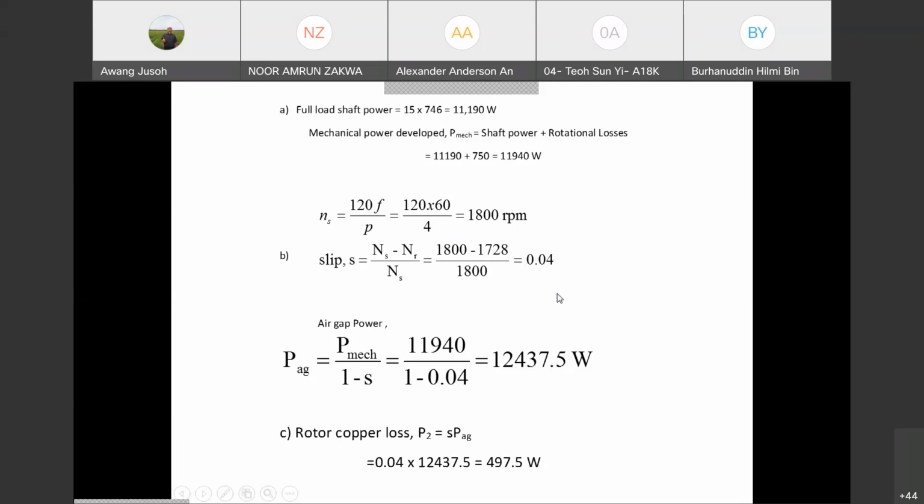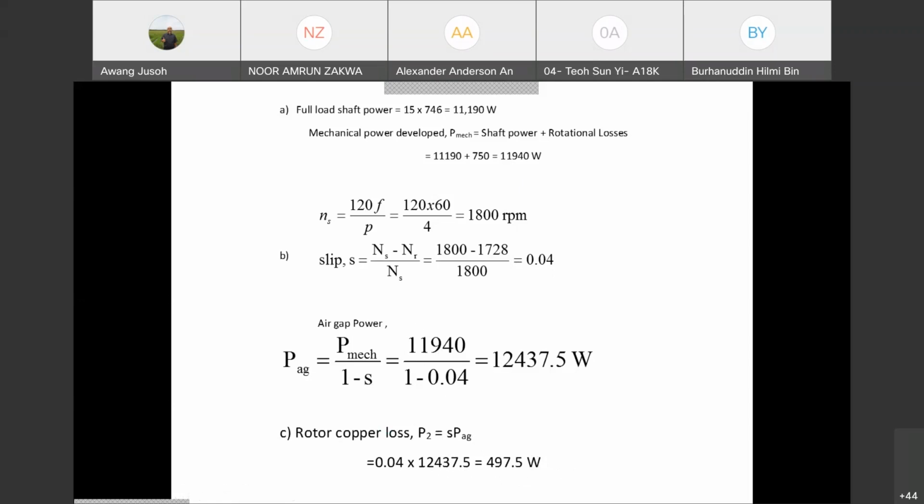And then you are going to find PAG now. What is the relationship between PAG and PM? Just now you know, right? PM equals (1 minus S) times PAG. So PAG equals PM divided by (1 minus S). PM, the P mechanical, you know already: 11,940 divided by (1 minus 0.04). Then you get the air gap power. And later on you can find the rotor copper loss, or P2, which is S times PAG. When you know the PAG and you know S already, then you can find the rotor copper loss, which is P2.